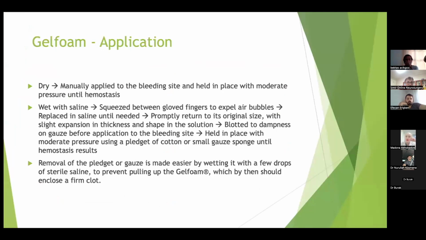It can be applied in two ways. One is just dry. You cut the gel foam into a suitable size and apply it over the bleeding area and apply some pressure. Second, we wet it with saline, and we have to squeeze it with our hand, or place it between gauze pieces and squeeze out the air bubbles, and then apply it and apply pressure.